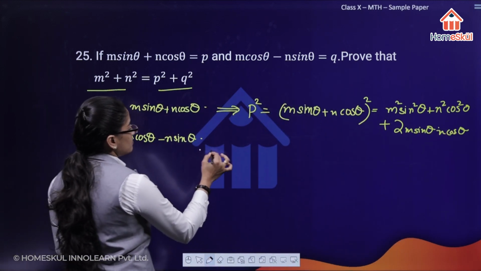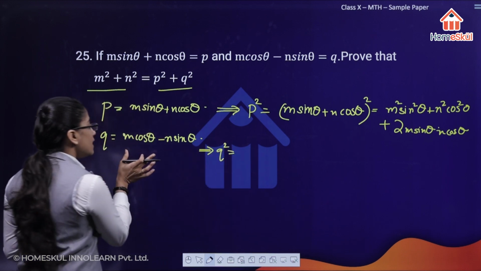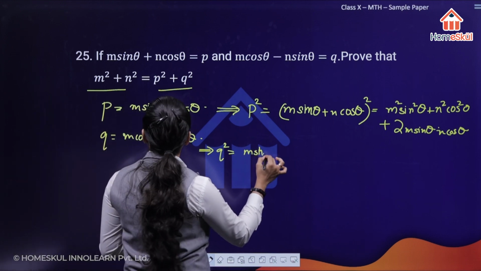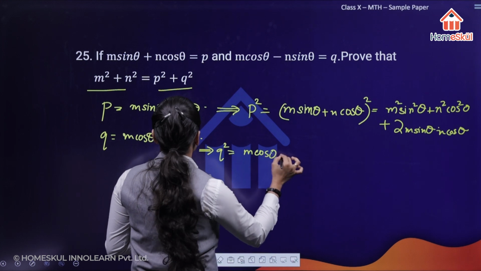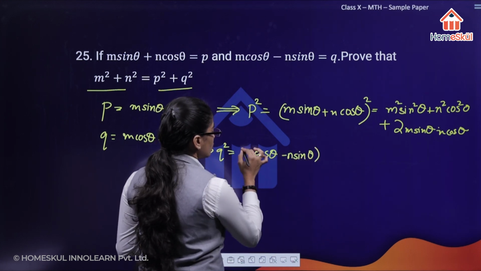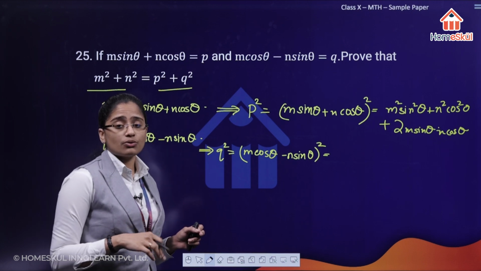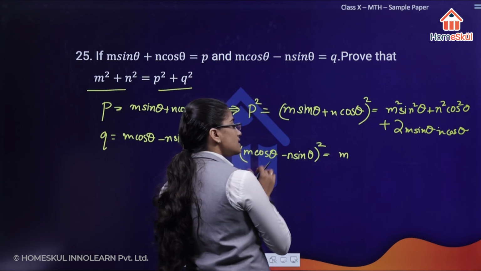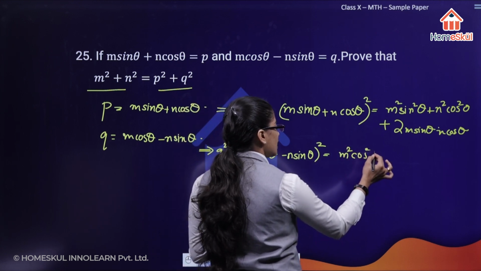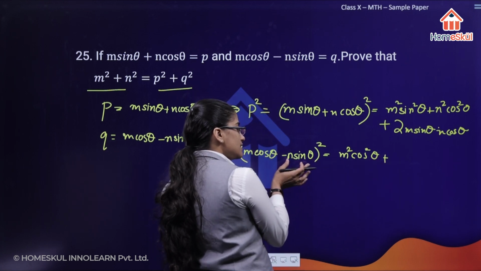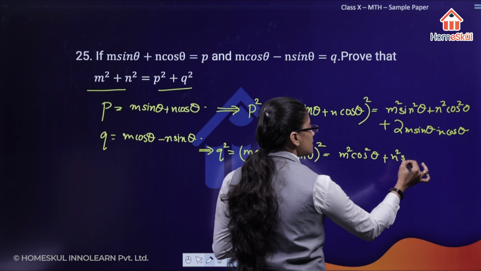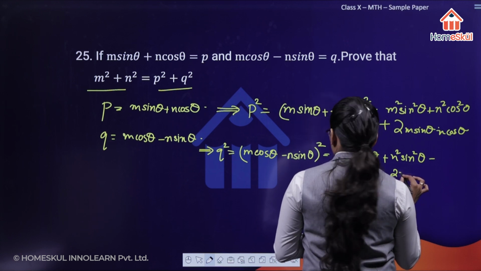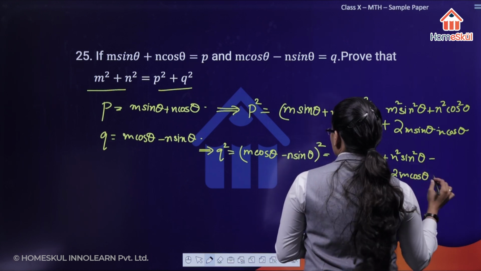What about q square? Q square will be m cos theta minus n sin theta the whole square. This is of the form a minus b the whole square. A minus b the whole square is equal to a square plus b square minus 2ab. So, it is m square cos square theta plus n square sin square theta minus 2 m cos theta n sin theta.